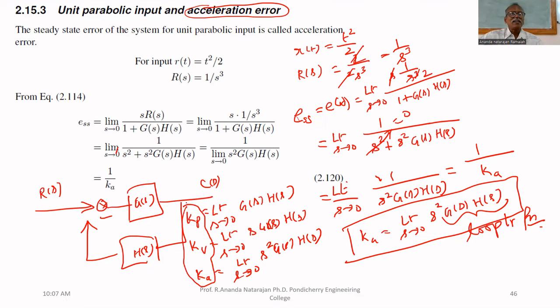Error constants actually define the nature of the system. So I can say that I have a system which has a position error constant of this much, 5. I have a system which has a velocity error constant of this much. I can say I have a system which has an acceleration error constant of this much. So Kp, Kv, Ka are talking about the characteristics of the system.